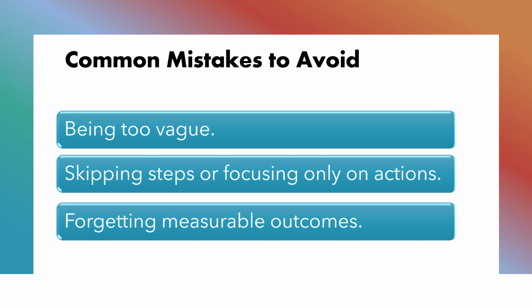Okay, some common mistakes to avoid. Being too vague. Again, there's a happy medium. You need just enough information to get the full picture, but you don't need too much and you also don't need too little. Skipping steps or only focusing on the action. If you had a couple of different steps in that process that were extremely important to the outcome, those should be talked about and discussed.